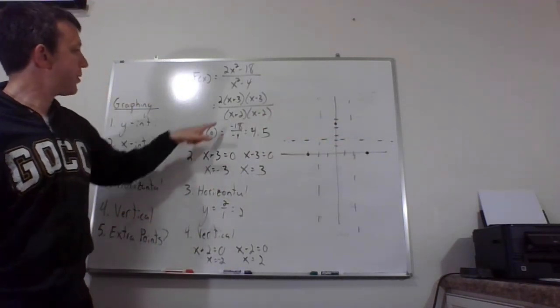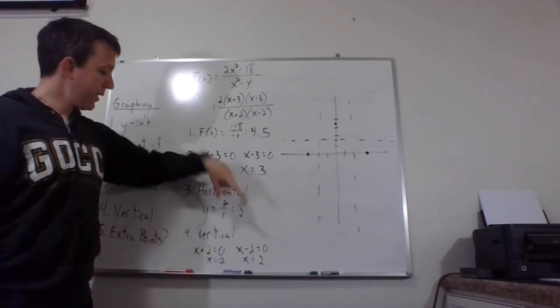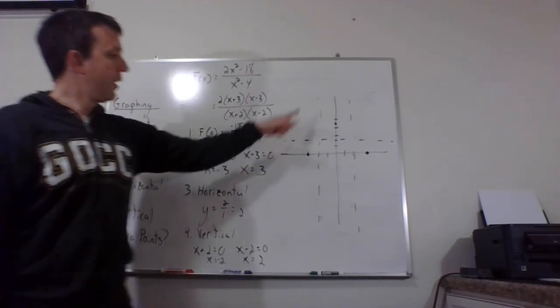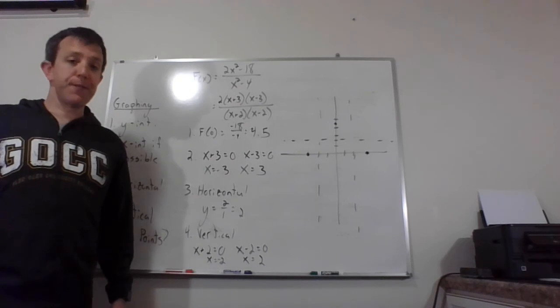For the vertical asymptote, now I need the zeros of the denominator. So I take x plus 2 and x minus 2. I set those equal to 0, which gives us negative 2 and positive 2. And again, you'll see my vertical asymptotes there at negative and positive 2 for x.